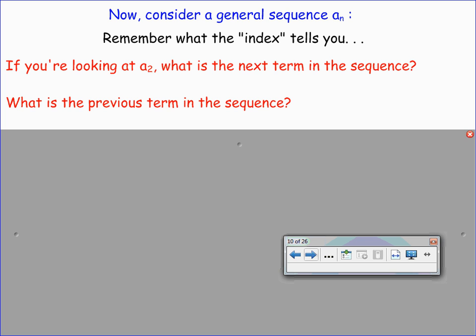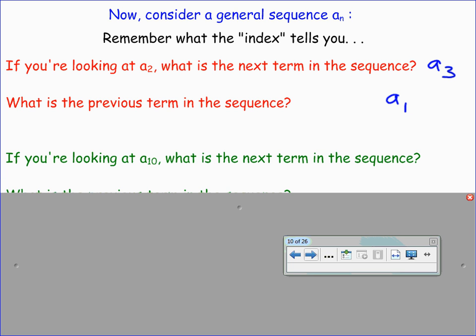Okay, so who cares? Well, now we're going to develop a setup for recursive formulas, where we need to know what the subscript stands for. So remember what the index tells you. Consider a general sequence a sub n. If you're looking at a sub 2, what would the next term be? Olivia? A sub 3, thank you. What's the previous term in the sequence, the one before a sub 2? Carson? A sub 1. Good.